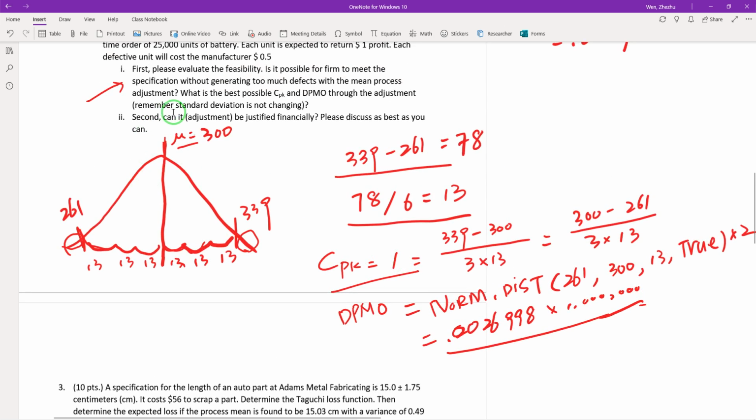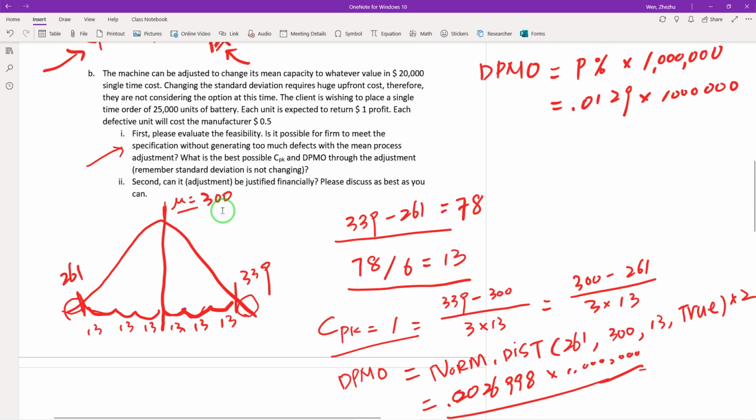Second, can the adjustment be justified financially? Meaning, is it worth spending money to make the adjustment, given the amount of money you'll be making out of this deal? You have to compare the gain and the loss from making the adjustment. Conceptually, you are making 25,000 units plus some additional. Because to make 25,000 units, you are always going to generate some defective items in the process. So 25,000 is the number of units that you deliver to the customer, and the additional means the defects generated during the process.